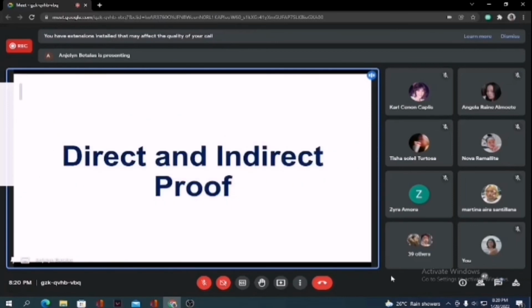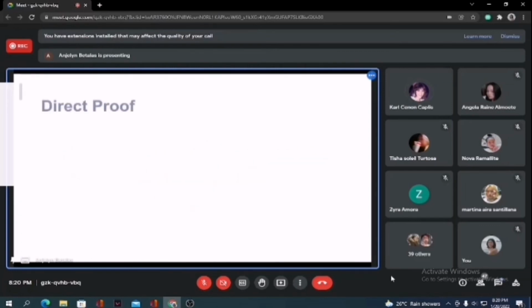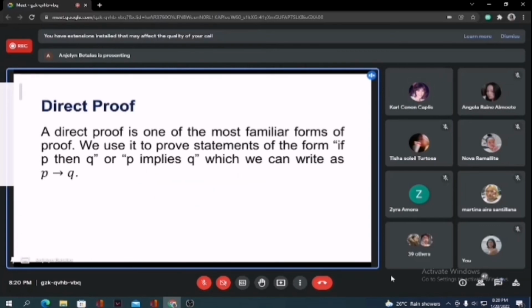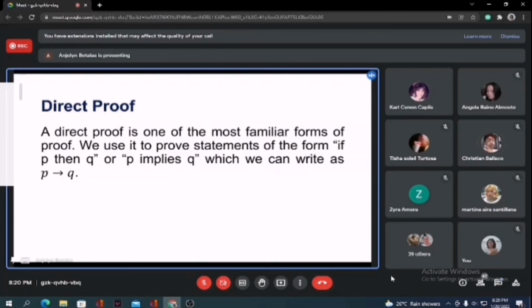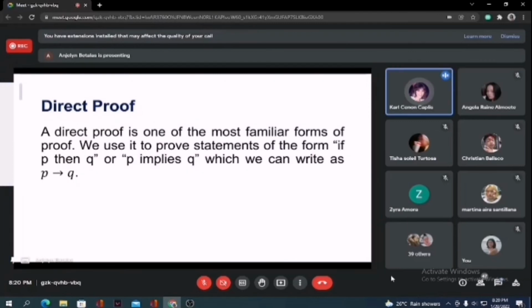Proceed ta. Direct and indirect proof. Proving na ta class. A direct proof, so kato siya na mga panahon na ang mga statement false. So, sa pag-prove sa statement na false, maghatag ka og counter-example. Good. Pero kung ang statement true, sa math class, unsa ang buhaton? Direct proof.